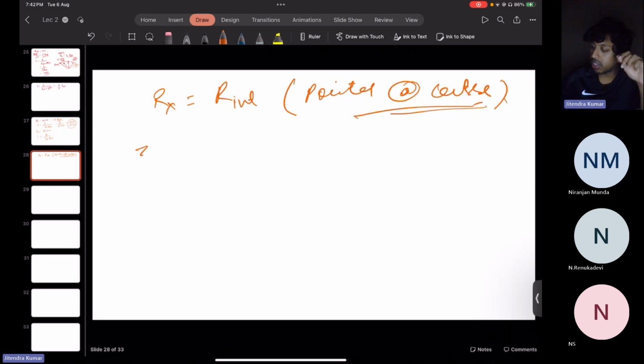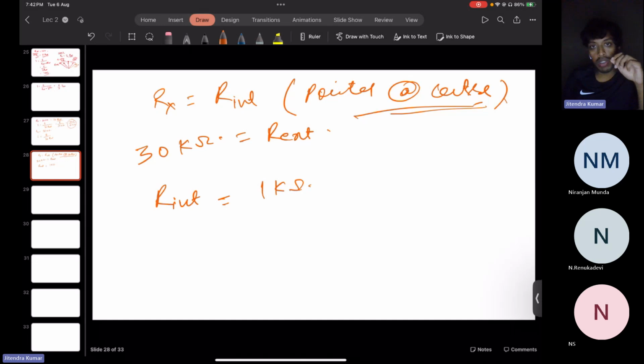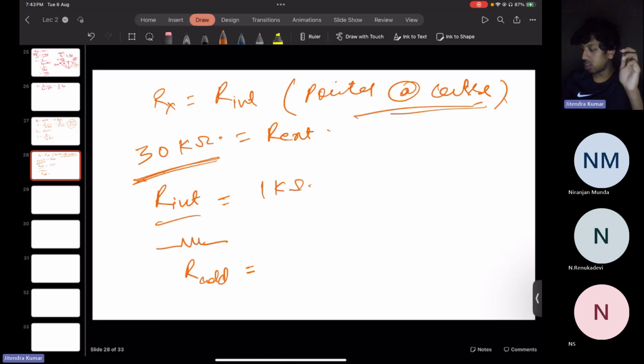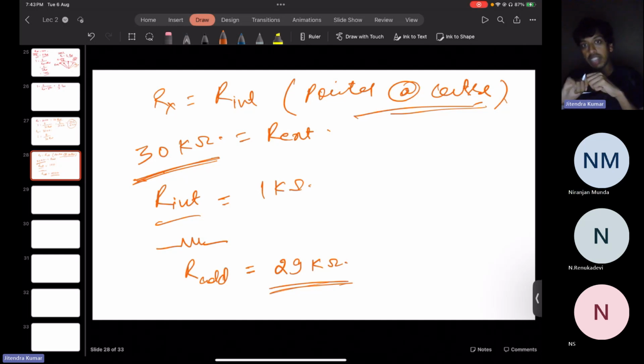Let's suppose you have to measure 30 kilo ohm external resistance, and you have internal resistance of 1 kilo. Now what should we do? We can connect one additional resistance that should be close to this total R external. So additional should be 29 kilo ohm. Now you are going to get your pointer at the center with this value, and your ohm meter will show a very precise and accurate reading. Do you agree now? Yes, that manipulation you need to do in the circuit, and that is how questions will be asked based on this concept of ohm meter.